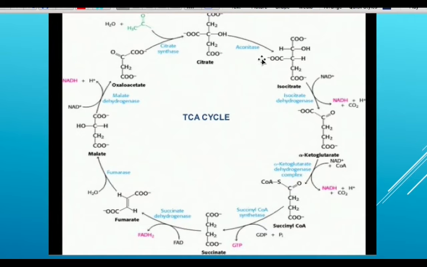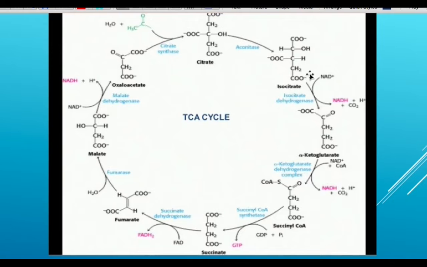Now, this citrate is going to be used in a decarboxylation reaction. But before that happens, the citrate has to be restructured. Why? When you look at this hydroxyl group, its position is different from the hydroxyl group in isocitrate, the product formed from citrate.